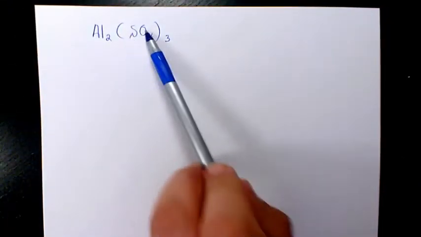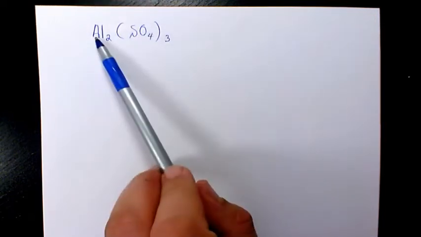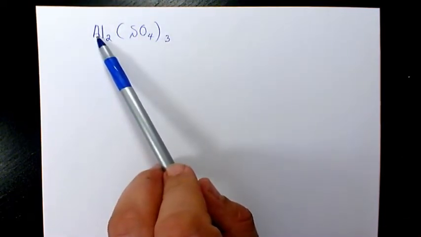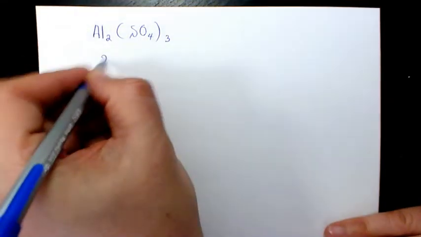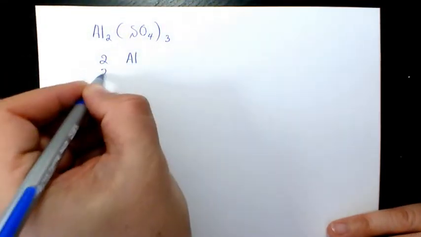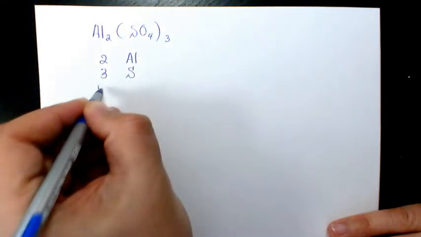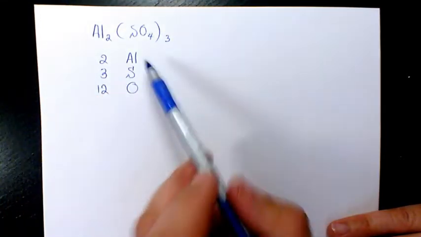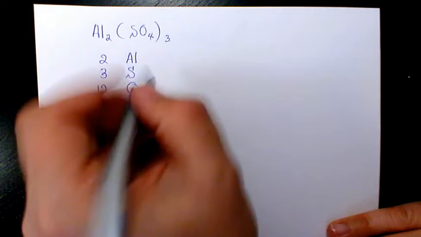Next one is aluminum sulfate, which is Al2(SO4)3. Sulfate is a polyatomic ion, SO4 2-, and Al is Al3+. So that's why 2 here, 3 sits here. So we have 2 atoms of aluminum, 3 atoms of sulfur, and 12 atoms of oxygen. Why 12? Because 4 times 3 is going to be 12.